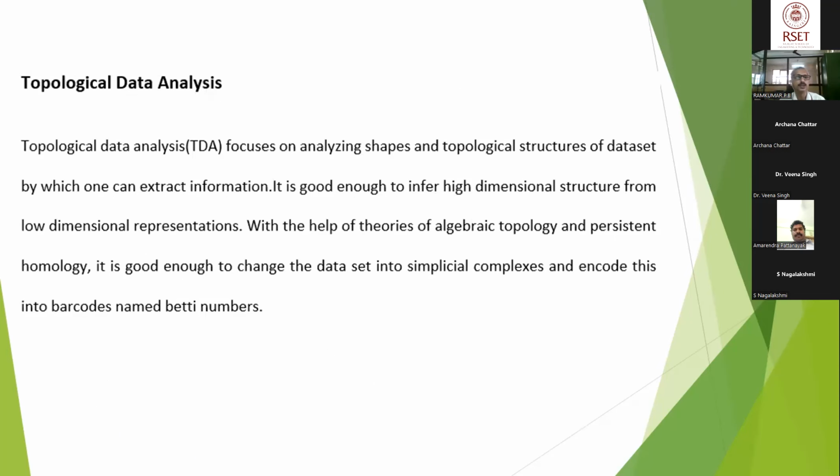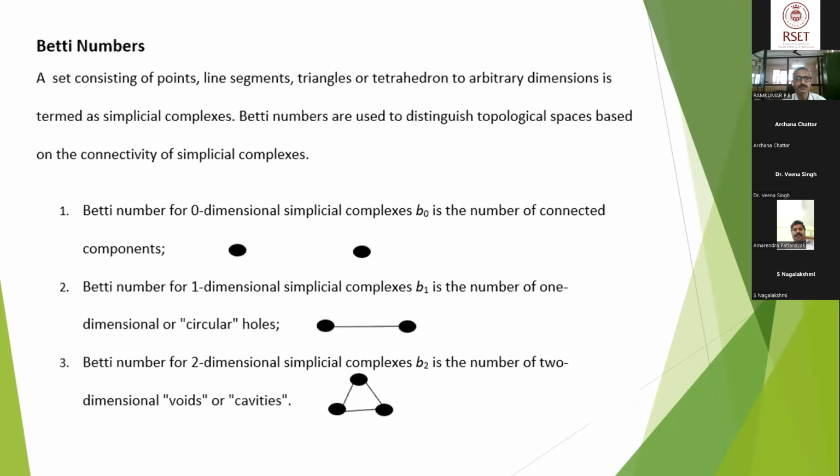Then the next one is topological data analysis. Topological data analysis focuses on analyzing shapes and topological structures of the data set, by which one can extract information. With the help of theories of algebraic topology and persistent homology, it is possible to change the data set into simplicial complexes and encode this into barcodes and Betti numbers.